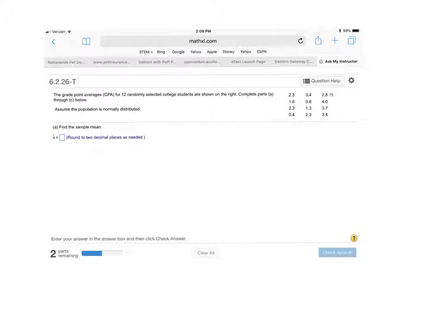In exercise 6.2.26 in MyLabs Plus, we're basically asked to construct a confidence interval to estimate a population mean. And the level of confidence that's given later in this question is 95%. So the question the student is asking is, how do I use technology to help me with this confidence interval?